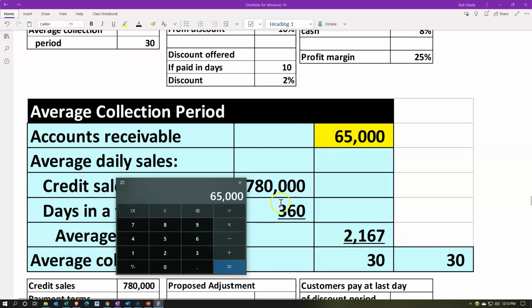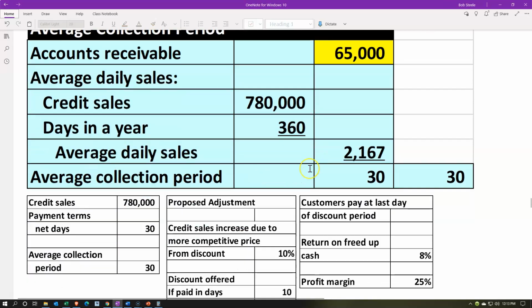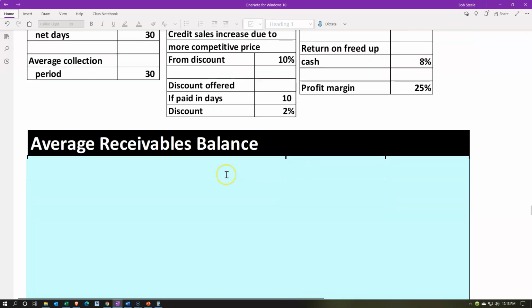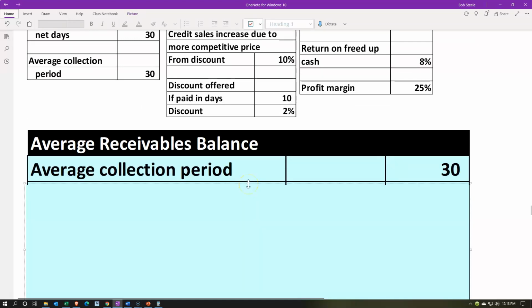To double check it, if we take that 65,000 and divide it by the 2,167, we get once again about the 30. So then we're going to say that we could calculate that accounts receivable this way. This is how you might see it in a book problem, or if you were to ask somebody, they would act like you have another formula that you need to memorize. You don't, but this is what it would look like.